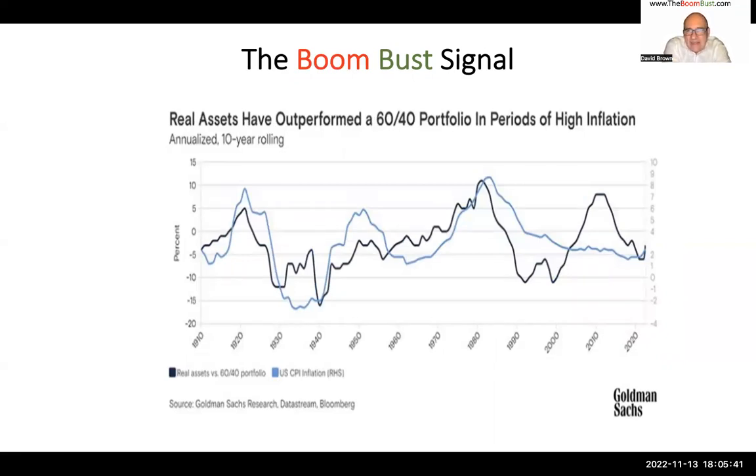Goldman Sachs and other investment firms think that when the CPI moves higher, for example in the 70s, that's the blue line, you can see how a real estate portfolio is doing better than a 60-40 portfolio allocation between bonds and equity. So ultimately, in high inflation, you should perhaps have 30% in bonds, 30% in equities, and 30% in real assets or real estate.